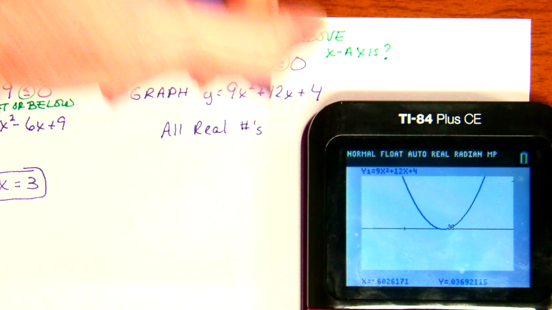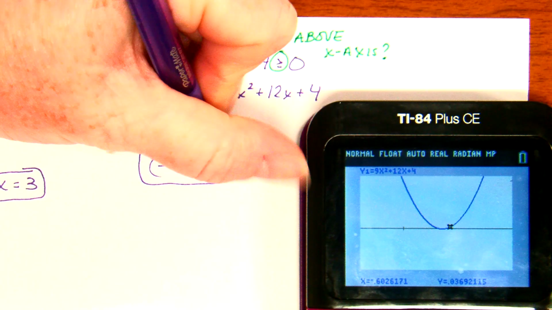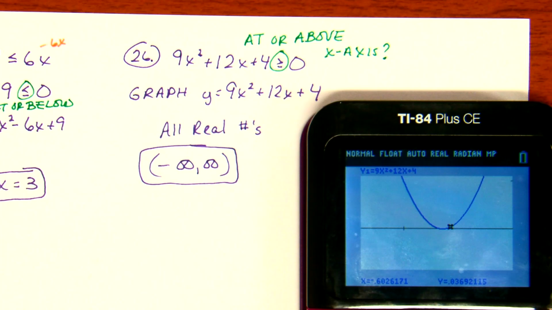Thoughts on what that looks like in terms of interval notation? Yep, you got it. Negative infinity to positive infinity. Infinities, of course, always use parentheses. So yeah, a couple of special cases.